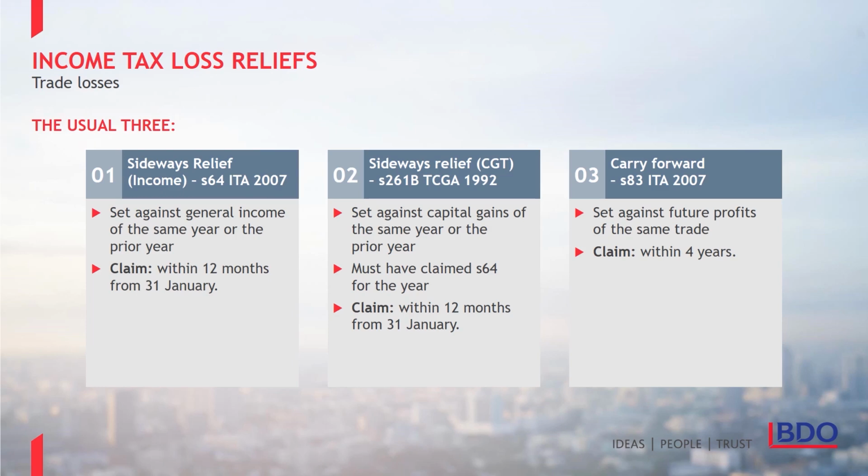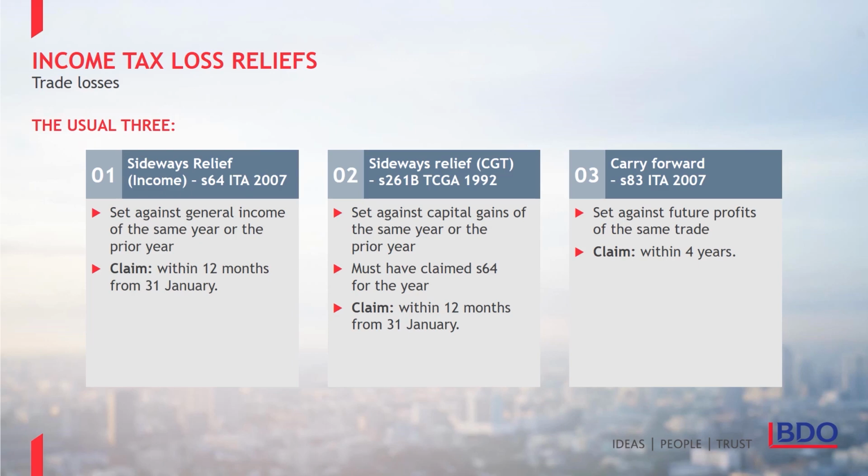Section 71 of the Income Tax Act 2007 and Section 261B, Capital Gains Tax Act 1992, extend the sideways claim to capital gains arising in the same year as the trading loss. But importantly, Section 71 losses can only be claimed after a Section 64 claim for the year in question has been made. The time limit is the same as for Section 64 claims.